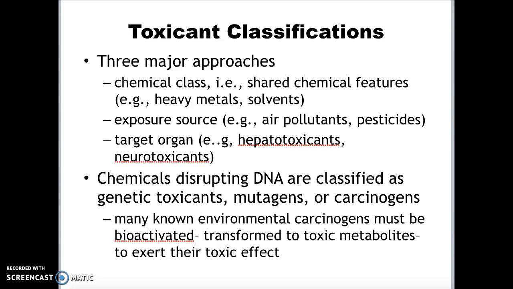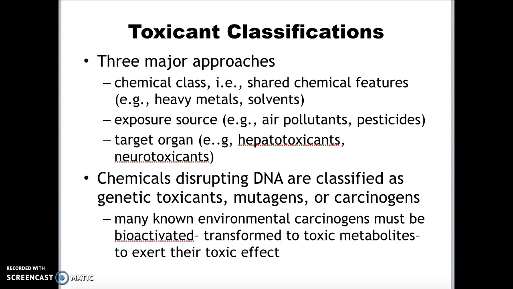And when we think about all the chemicals that are around in our world, we can think about a few different ways to classify them. First, you can classify them according to their chemical class, and this is really based on their structure. So these are things like heavy metals, alcohols, or solvents. You can also think about them in terms of the exposure source. So where do the chemicals come from? Are they pesticides that are on your food? Are they air pollutants that are emitted from a chemical factory?